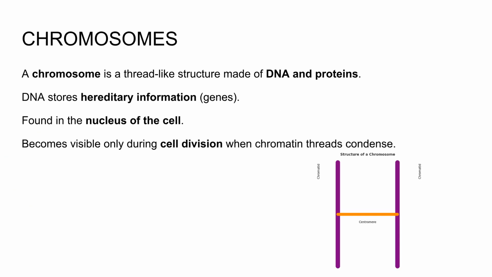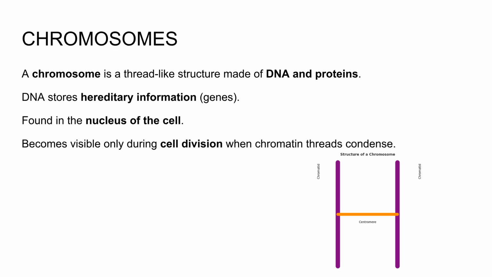Alright, let's begin. The first thing we need to understand before diving into heredity is chromosomes. So let's dive into the topic chromosomes. What are chromosomes? A chromosome is a thread-like structure made up of DNA and proteins, mainly histones. So if I ask you where are these chromosomes found? Chromosomes are found in the nucleus of the cells.